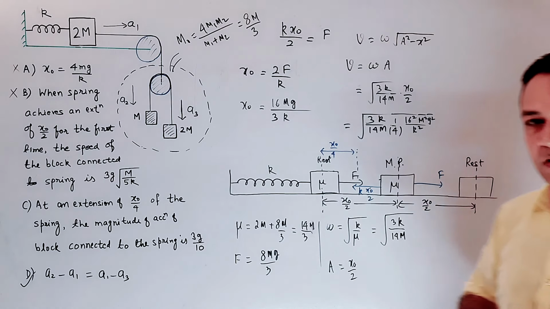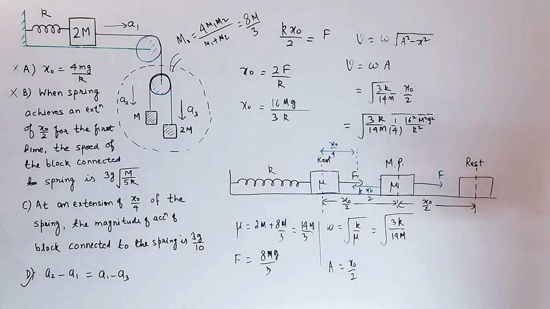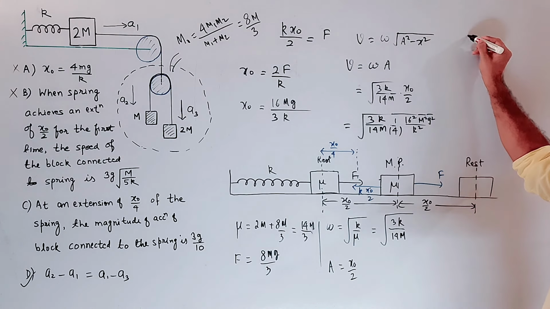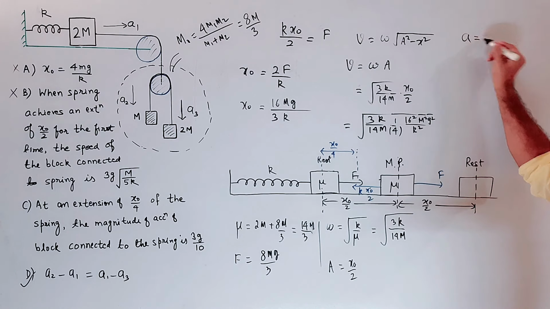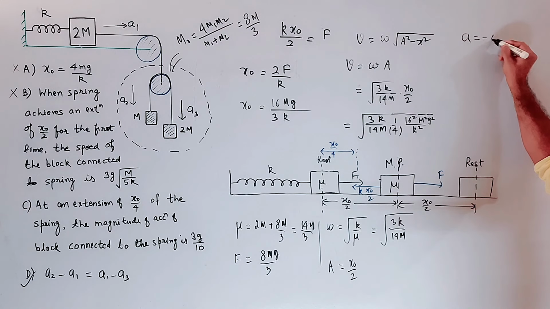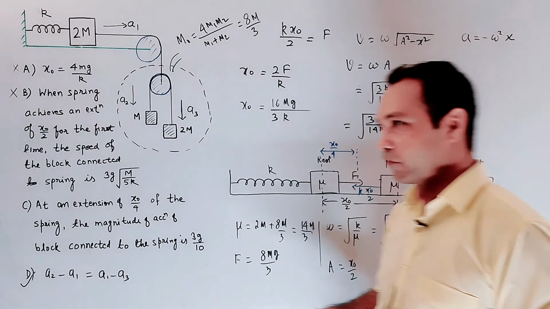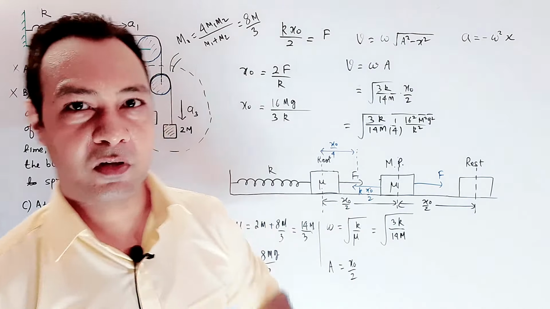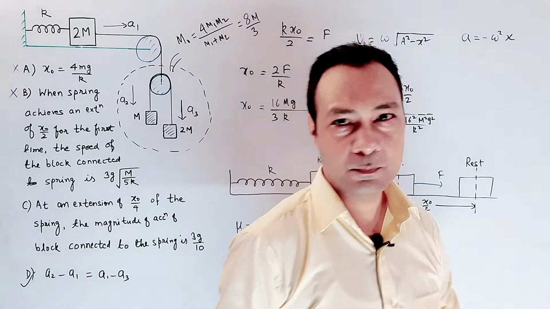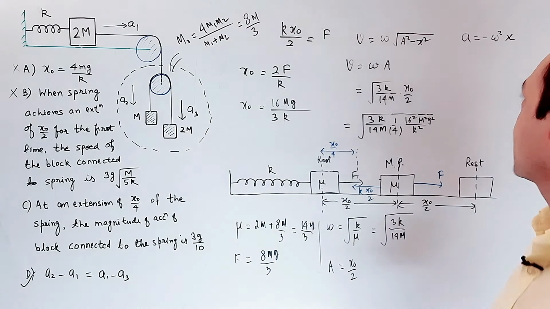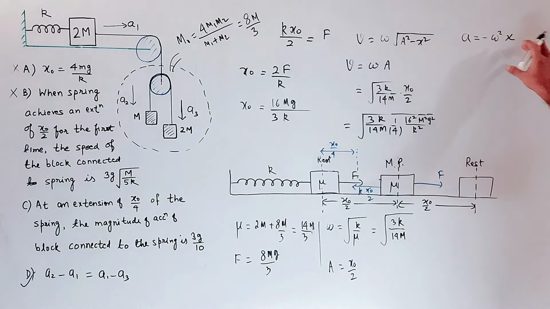And I'll use another result of simple harmonic motion. Acceleration at any point in simple harmonic motion is minus omega square x, and that is the main thing. If we have to prove the motion is SHM, we have to arrive at this result only, this expression only, then we can say the motion is SHM. Here x is the displacement from the mean position.